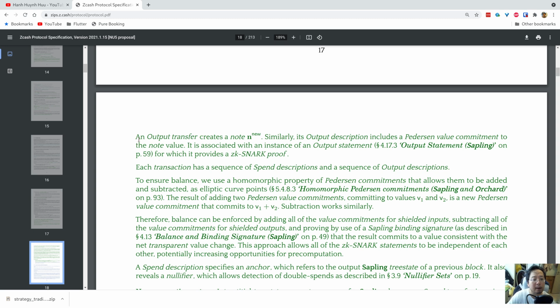Yeah, so we said about that. An output transfer creates a new node, and it contains a value commitment. That's about the amount on the node, and it's used to ensure that the sum of the outputs is not bigger than the inputs. So there's a statement for that.